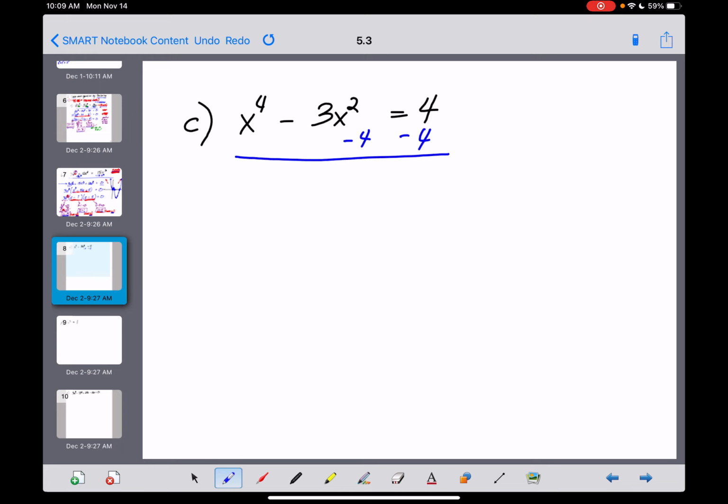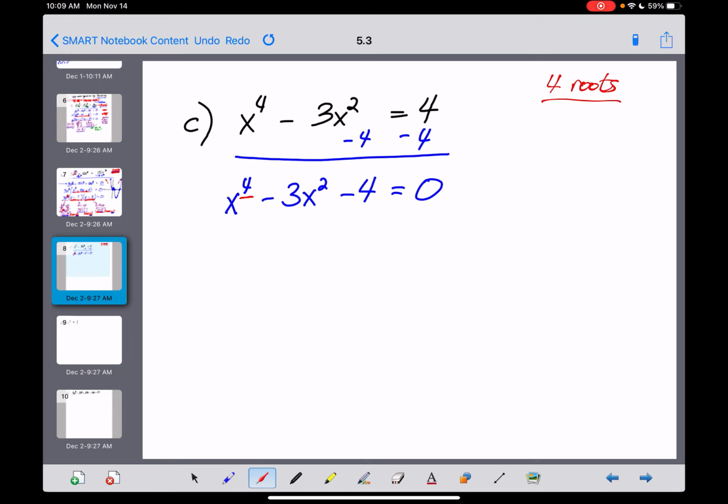So anything on the right, I'm going to move over to the left. x to the 4th minus 3x squared, and then a minus 4 is equal to 0. Now, I'm sorry, I jumped the gun right here. We're dealing with a 4th degree polynomial, which means we should see a grand total of 4 roots, or at least the sum of their multiplicities should be 4.